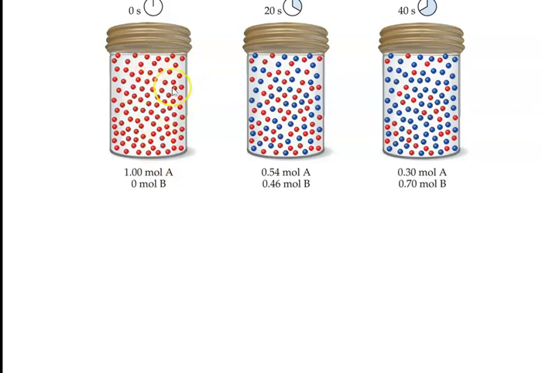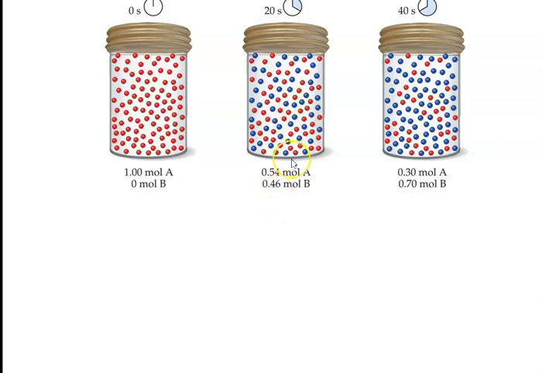So in the beginning, they're all red, and so this is at 0 time. We've got a little clock going on up here. So at 0 seconds, there is no B. And then you'll notice as time is going by, all A, no B, as time is going by, so 20 seconds has gone by, and now some of your red have turned to blue. So red is the A and B is the blue. So we've got 0.454 moles of A and 0.46 moles of B.